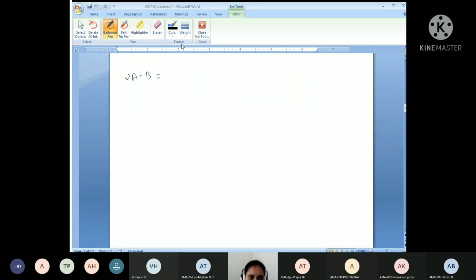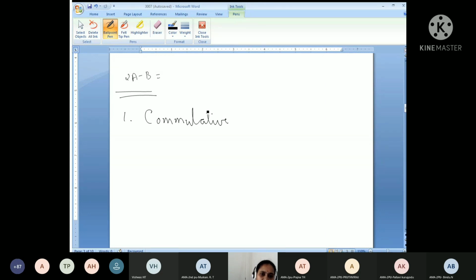Properties we have started, right? We have started properties. In properties, I have already discussed the commutative law. What does it say? It says A plus B is equal to B plus A, where A and B are matrices of the same order.